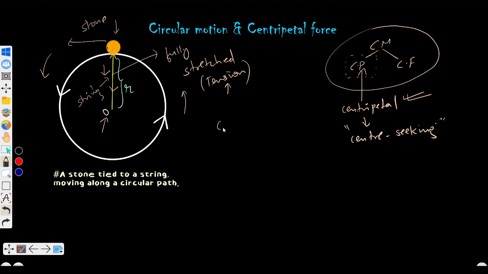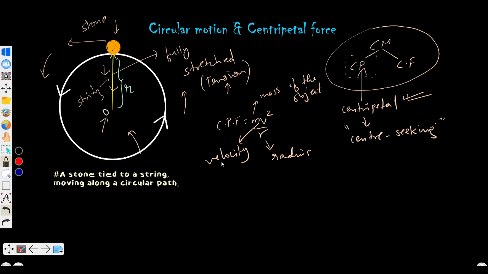Now, the magnitude of the centripetal force is given by the formula mv squared upon r. Now r is nothing but the radius. If I talk about this particular example, the length of the string will act as the radius. What is m? It is the mass of the object performing circular motion. And what about v? v is the velocity with which the object performs circular motion.